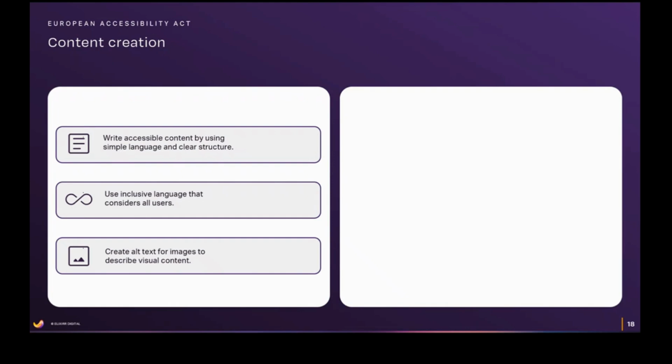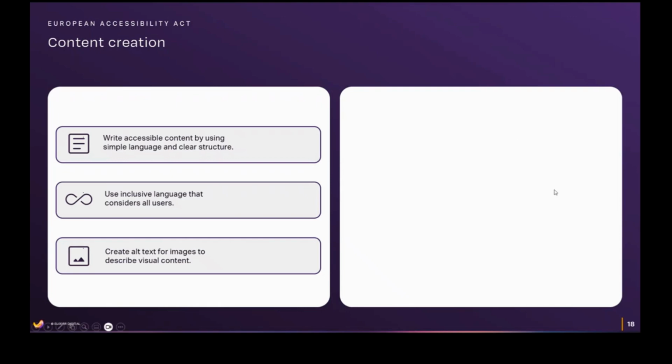So it seems really obvious: write accessible content by using simple language and clear structure, and use inclusive language that considers all users. Now, a really interesting fact is that the average reading age in the UK is just 9 years old. That really surprised me when I learned that. When you start thinking about it from the average reading age rather than your target market, I think those first 2 points become a lot more thought-provoking. The third thing is creating alt text for your images.